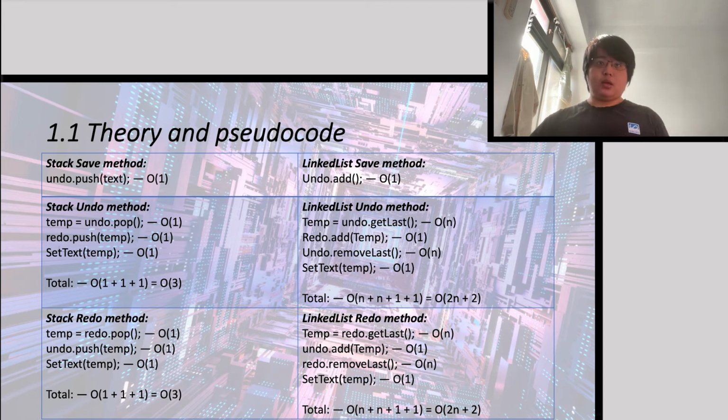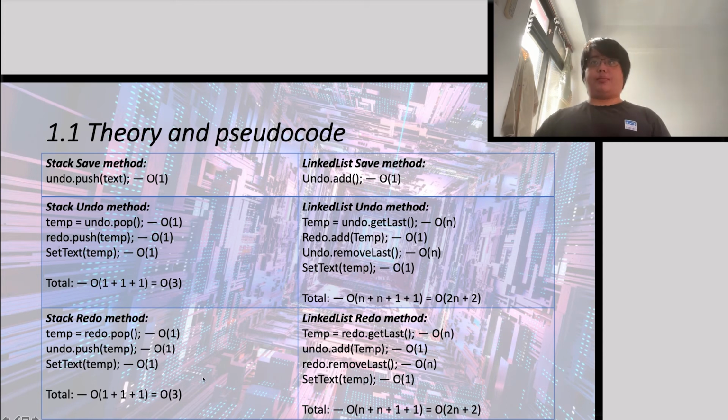Basically, these 3 steps are all O(1). So the total becomes O(1) plus 1 plus 1 equals O(3), which is also viewed as O(1) because it's just a constant, not linear nor anything else. As for the redo method, it's basically the same as the undo method, but we change redo into undo and undo into redo. So the total is still O(3).